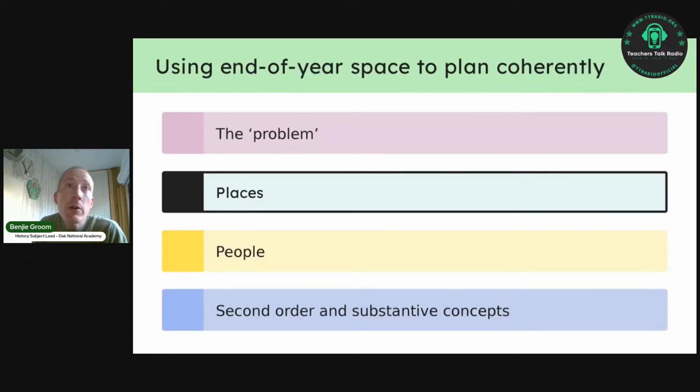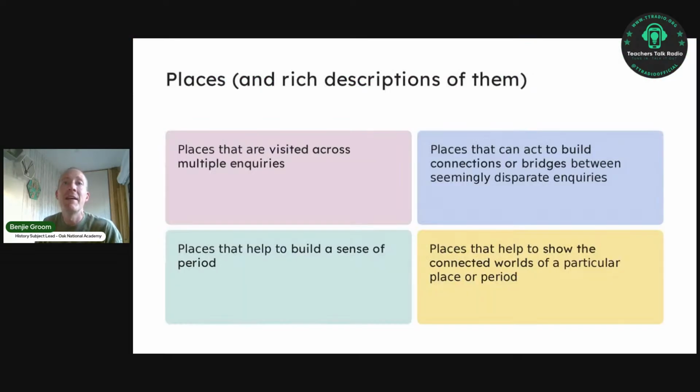So one thing you can do is to look at places. Particularly what we've heard there about local history, this is an area you can absolutely dive into. I thought that places and rich description of places, if you think carefully about the cities, the towns, the particular locations where those already exist in your curriculum, and think about ones that could also be included, and include them in a number of different ways. So, places that are visited across multiple inquiries.